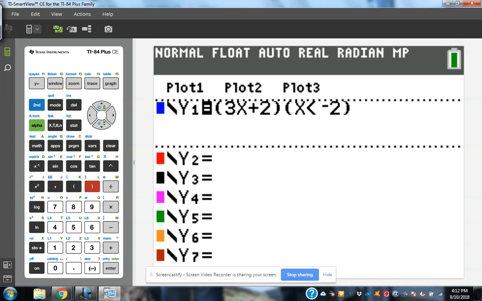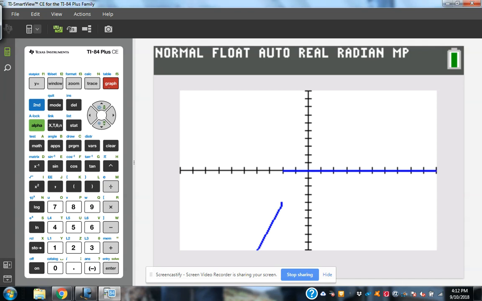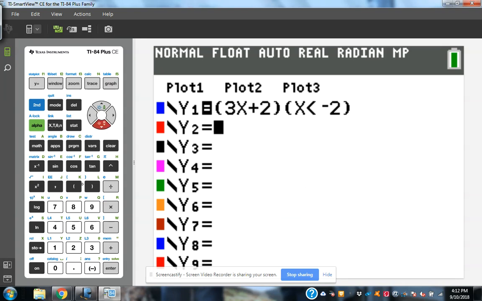Okay. If I hit graph right here, we should see here's that little piece that we got there. It doesn't put the little circle on the end like we did when we drew it by hand, but this is that little piece. This just says, okay, we're not using the rest of these x's. That's what that means, okay? So we'll go to Y2, and we're going to put in the second piece, which was just a 6.